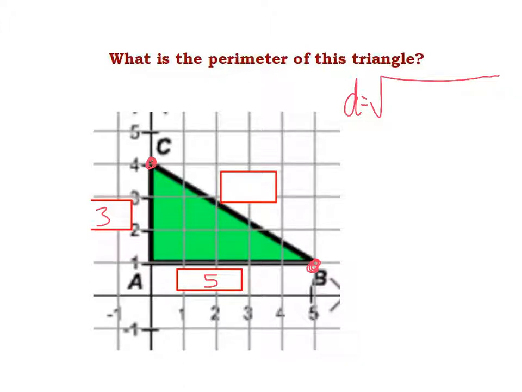It's x minus x. Maybe I should write these ordered pairs. This is over 5 up 1. This one is over 0 up 4. So now using those two ordered pairs, I'm going to do x minus x. I'm going to do 5 minus 0, square that. Plus, now I do it with the y's, y minus y squared.